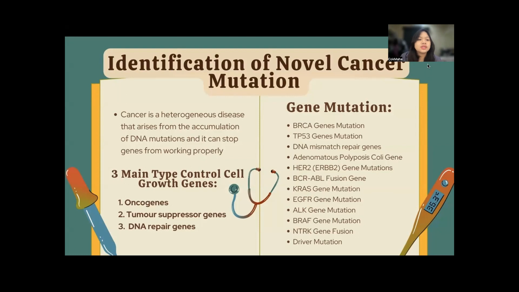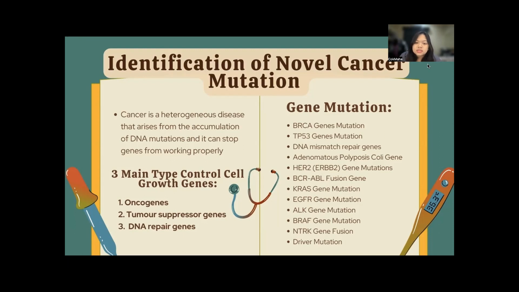Here I will explain about the identification of novel cancer mutations. The first question is, what is cancer? Cancer is a heterogeneous disease that arises from the accumulation of DNA mutations, and it can stop genes from working properly. There are three main types of genes that control cell growth: the first one is oncogenes, the second is tumor suppressor genes, and the last one is DNA repair genes.